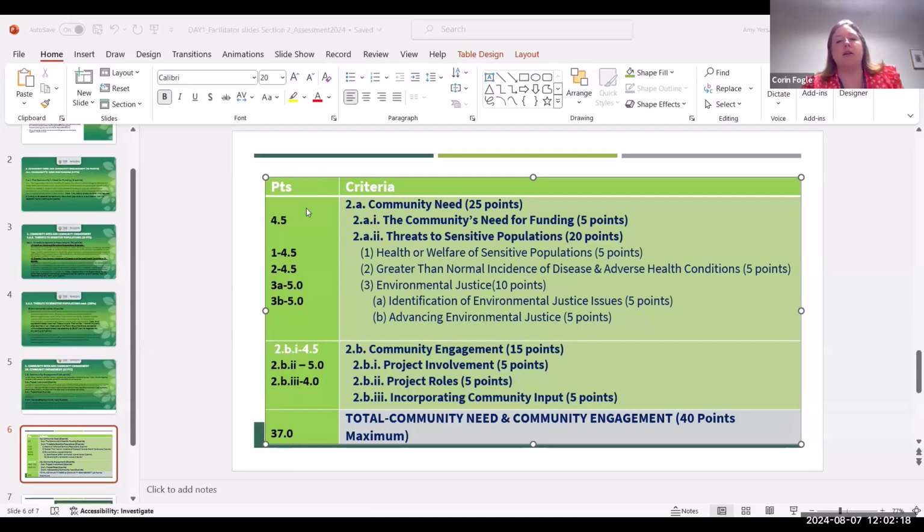For the community's need for funding, they had given percentiles to characterize low income status, which was good. They had stated there's a small population, but they didn't really characterize it in terms of national averages. And they had mentioned different funding resources, but they didn't really have sufficient information on that. So because of that, we gave a 4.5.